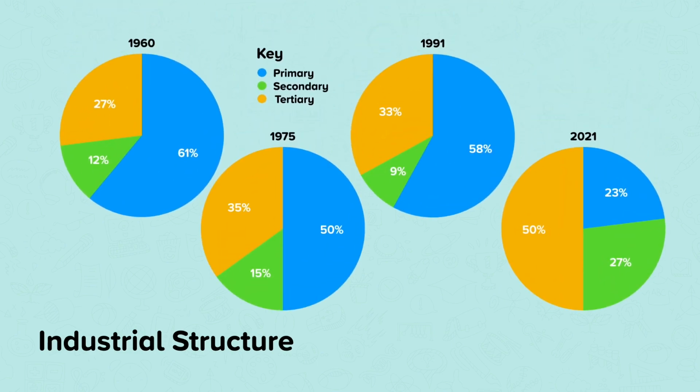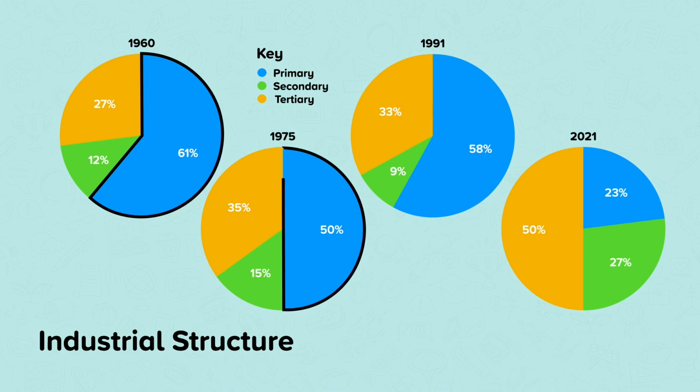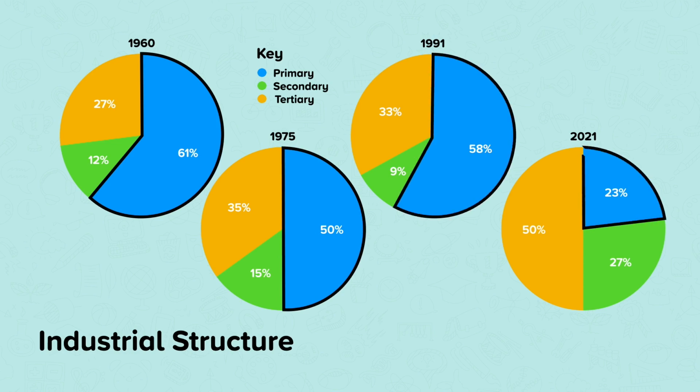As these pie charts show, Nigeria's industrial structure has changed quite significantly since 1960. Nigeria's economy in 1960 was based around the primary sector, in particular agriculture, which accounted for 61% of GDP. Subsequently, this has shrunk down to just 23%, with a big drop occurring between 1991 and 2021. Let's explore the reasons behind this decline.